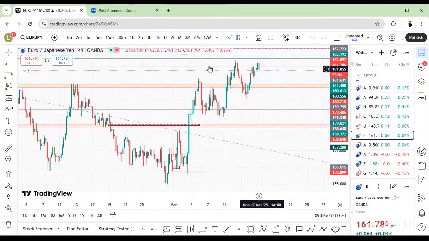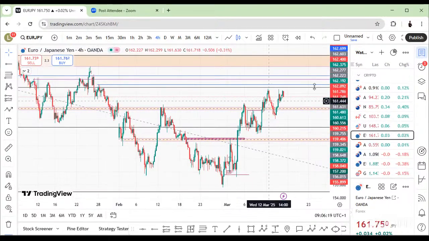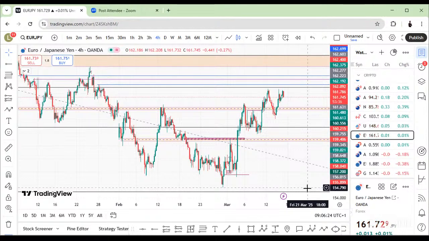So where price is and what price is doing now, yes, it may look like, oh, the sell is about to start, but it will make a lot of sense if price takes out liquidity around this level on the 4-hour time frame. The price could take out liquidity there, then we can easily begin to follow it to the downside.